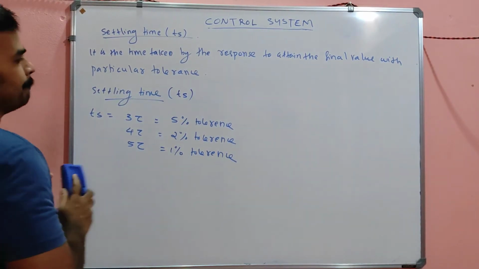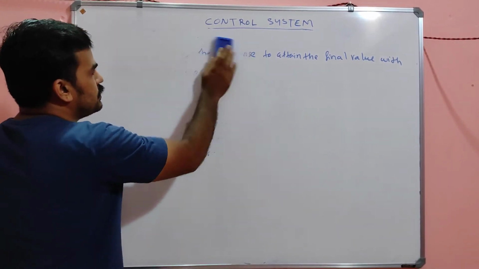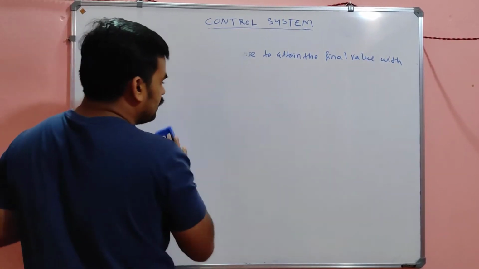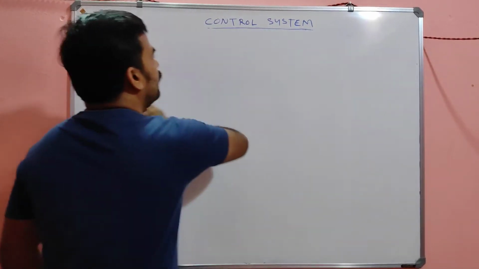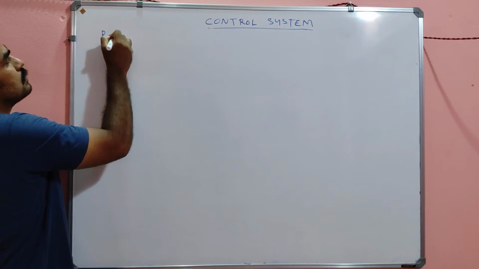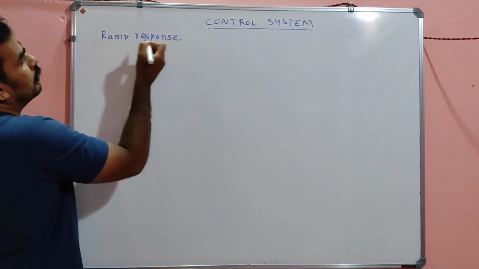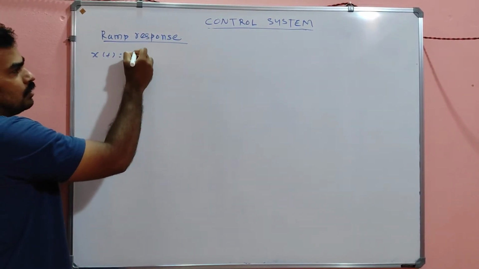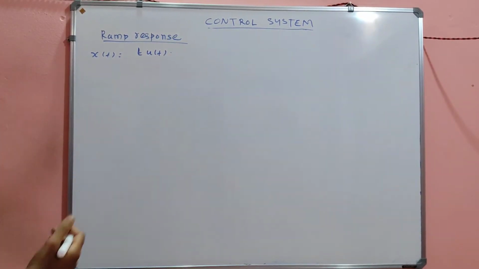Next, what happens in the first order system when you applied impulse, you applied a step? Then what happens if you apply a ramp? That is called the ramp response of the system. Ramp means nothing but, my dear, x of t is equal to t into u of t. Am I correct?